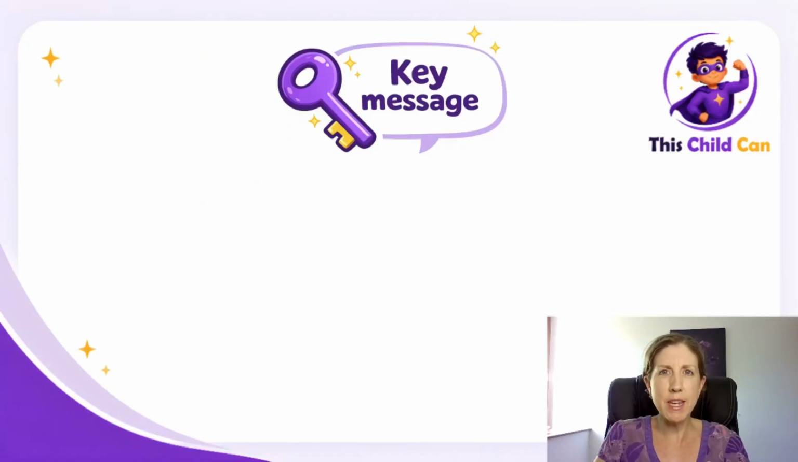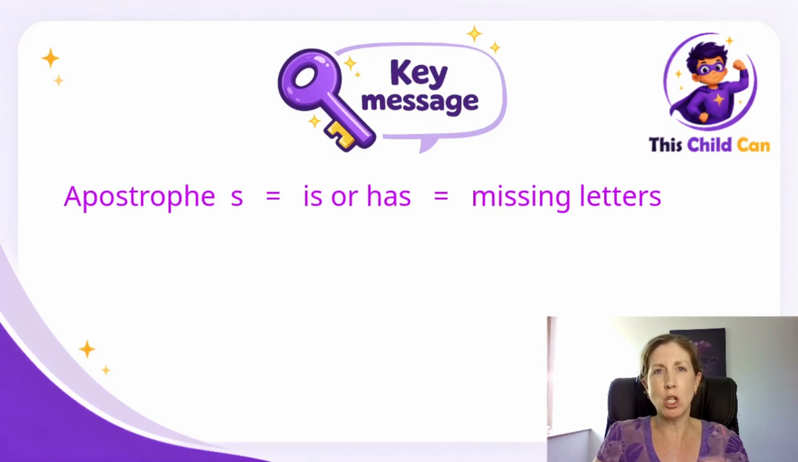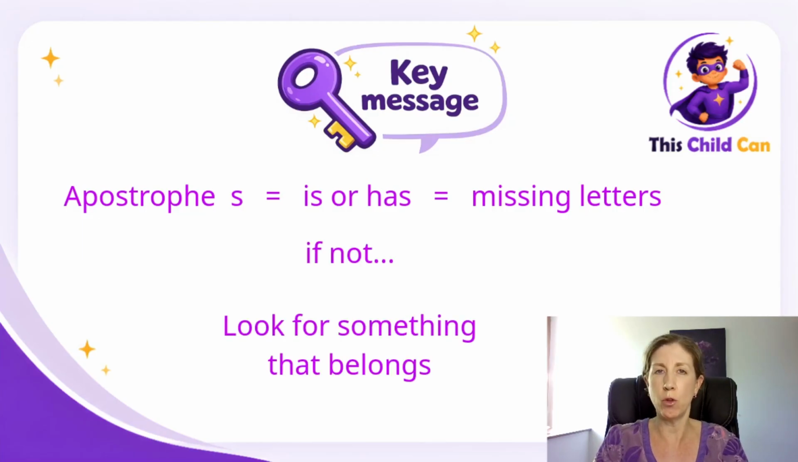So, to recap, if the apostrophe S can be stretched out into is or has, it's showing missing letters. If it can't, look for something that belongs to someone or something. But beware, very occasionally, apostrophes don't fit either of these patterns, but we're sticking with the basic rules for now.